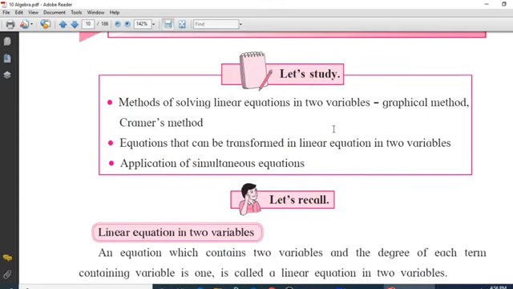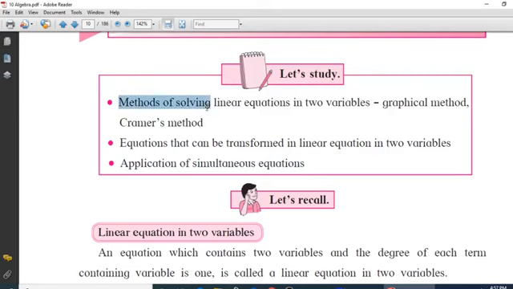In this chapter, overall, there are 3 points which you need to focus on. Methods of solving linear equations in two variables. Here we have certain methods like the graphical method, Cramer's method, which we used to call Cramer's rule, equations that can be transformed into linear equations in two variables, and application of simultaneous equations, meaning word problems. So this chapter basically focuses on these three concepts.